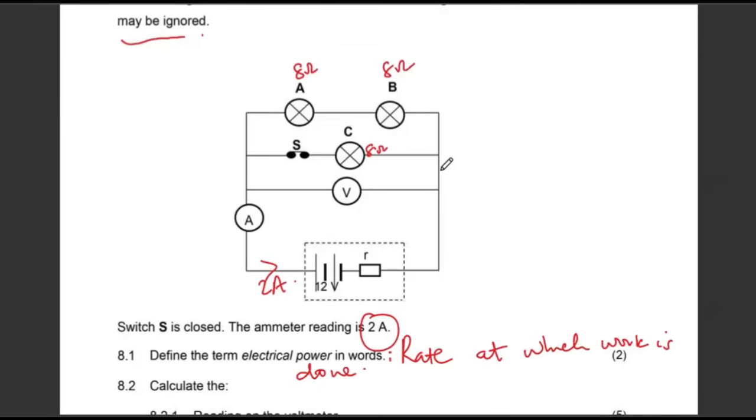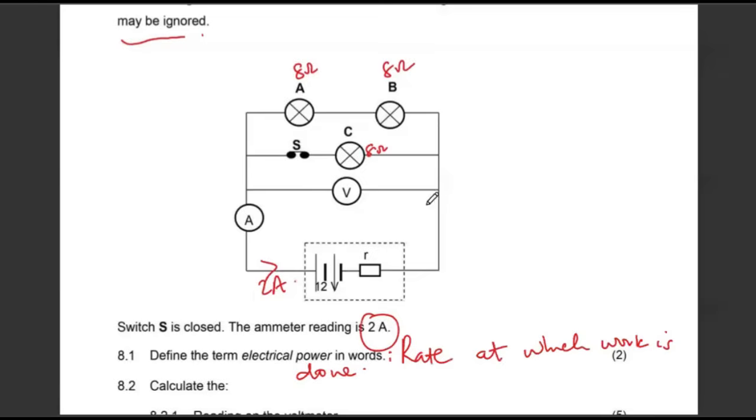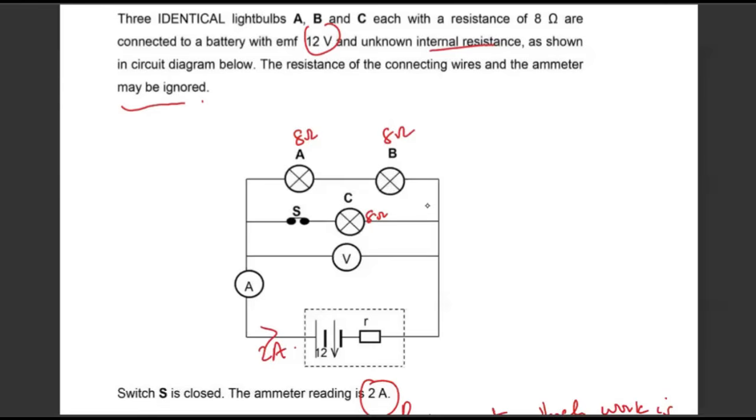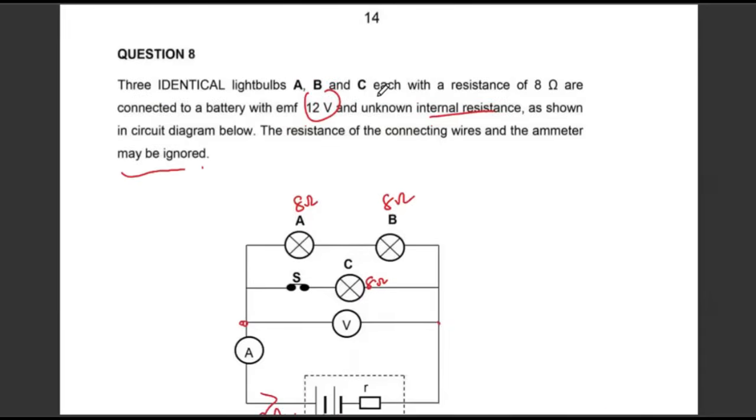Then 8.1, calculate the reading of the voltmeter. So they want us to get the voltage that is across. How many marks is this? It's 5 marks, which is a lot. Meaning that we have the current, right? But we also have the values of the resistors.